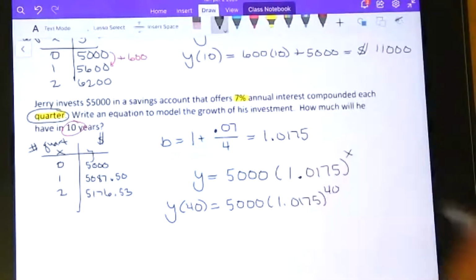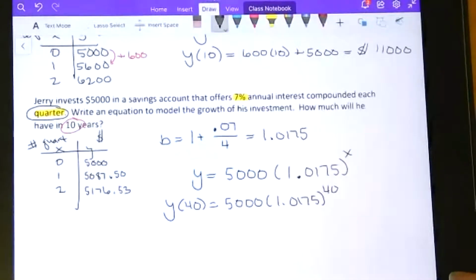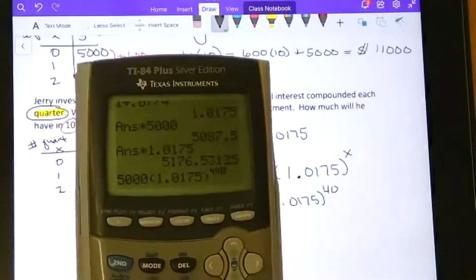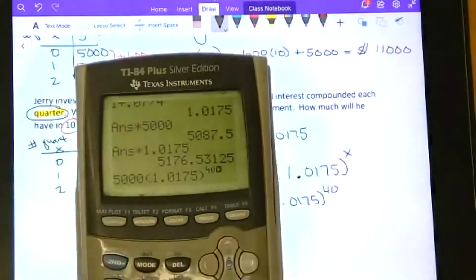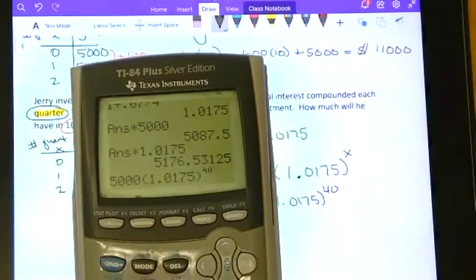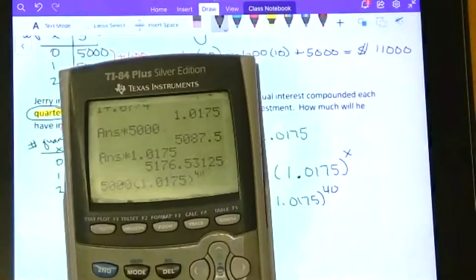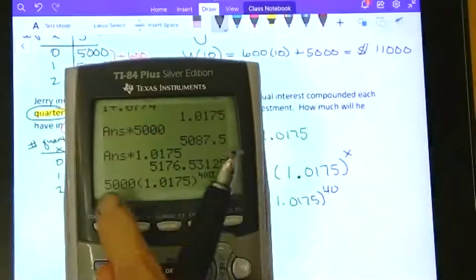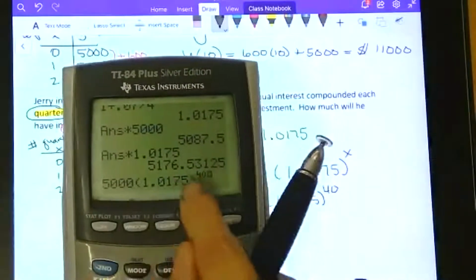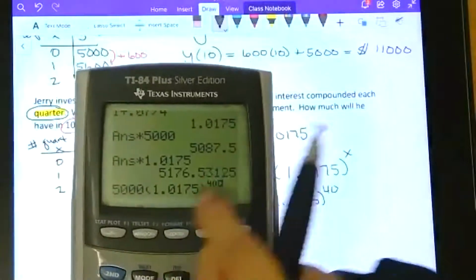And there we go. So 5,000 times 1.0175 raised to the 40th power. And easiest on a calculator, just literally type it in the way that you write it on paper, with the parentheses and everything. That way you don't have to worry about, well, what do I do first? Do I multiply? Do I do the exponent?